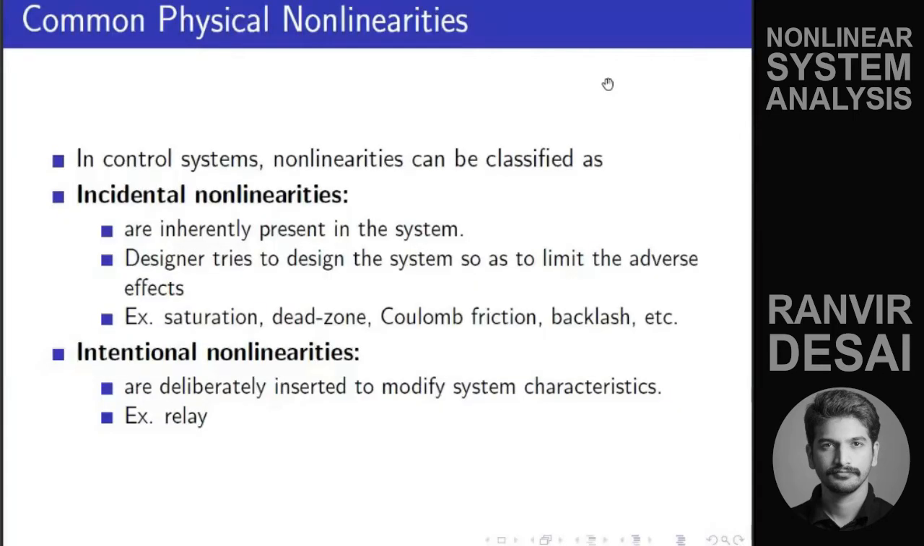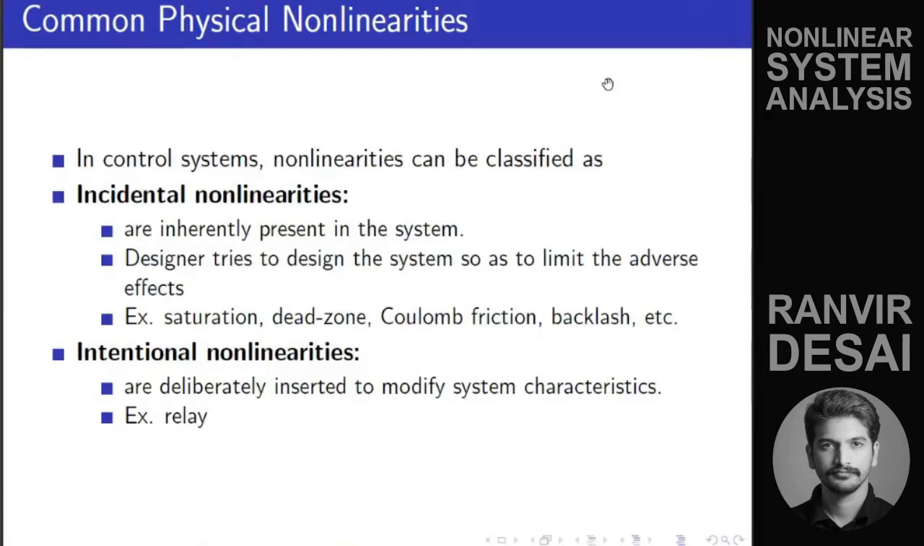So we will see today what are the different types of common physical nonlinearities, or the general classification, like in what form nonlinearities come in a real system. Now, majorly they are classified as two types. First one is incidental nonlinearities, and second one is intentional nonlinearities.